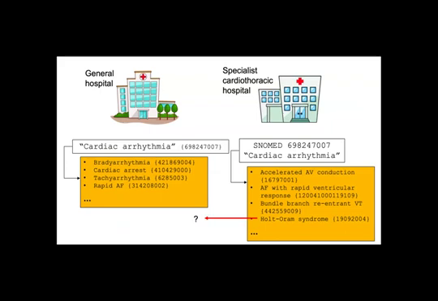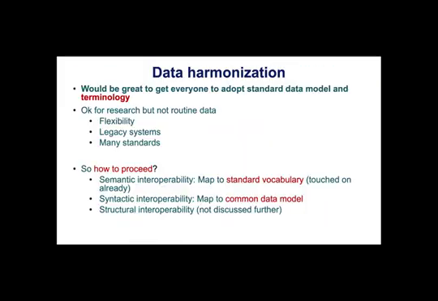I may, in the interest of time, just skip over this, but really to say that it would be great if all the hospitals just did the same thing and adopted a standard data model and terminology. That's great for research, but typically that is never going to happen, because there are legacy systems, many different standards, and hospitals will do what they want. So you need a layer in your pipeline that first takes whatever raw data you're getting and maps it to something that is meaningful and standardized.